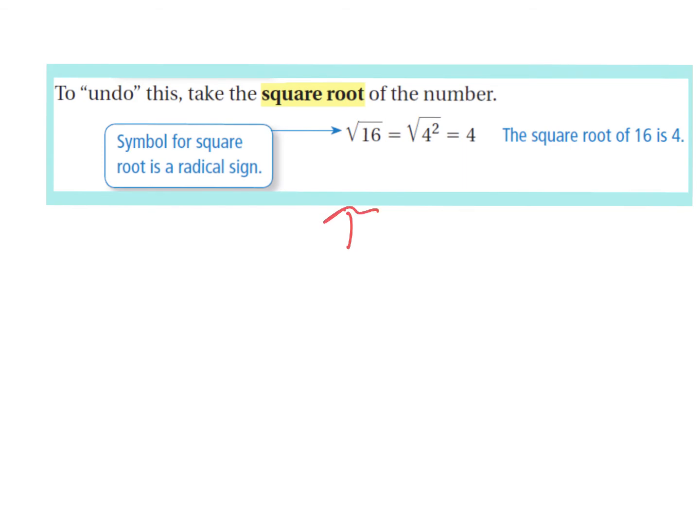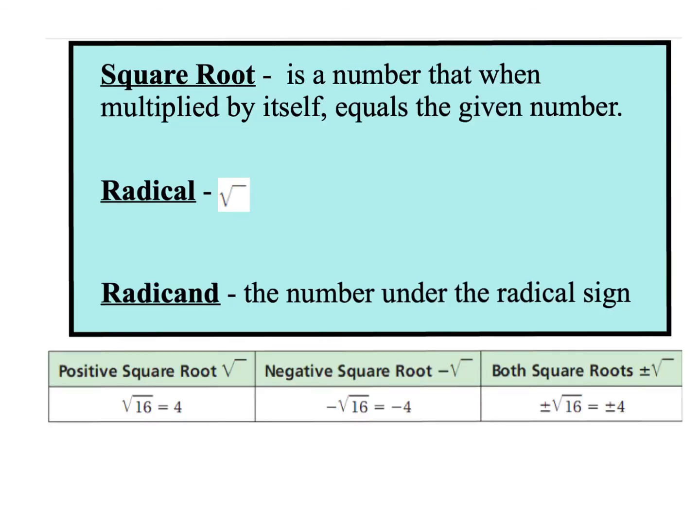So here are the notes. This is what I definitely want you to have in your notebook. To undo the square of a number, we use the square root, or a radical sign. The square root of 16 is 4. So I want you to put this in there. Pause the video if you need to, but the next page is also going to go into your notes. I want all of this in your notes, so pause the video and make sure you get it written down.